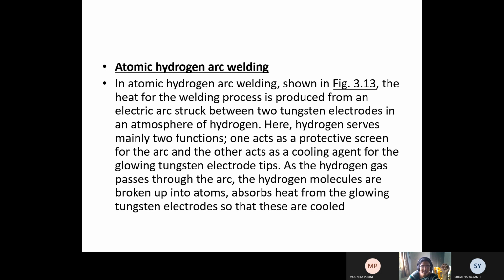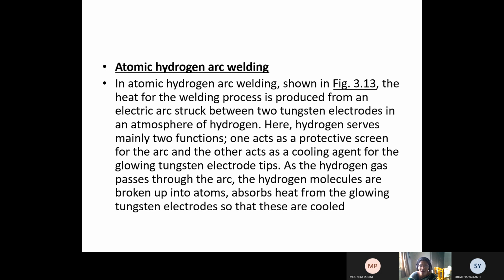One, it acts as a protective screen for the arc, and the other, it acts as a cooling agent for the glowing tungsten electrode tips. Whenever the arc is struck between the electrodes, the tungsten tips will be heated and melted. To cool those tungsten tips, you have to use hydrogen.